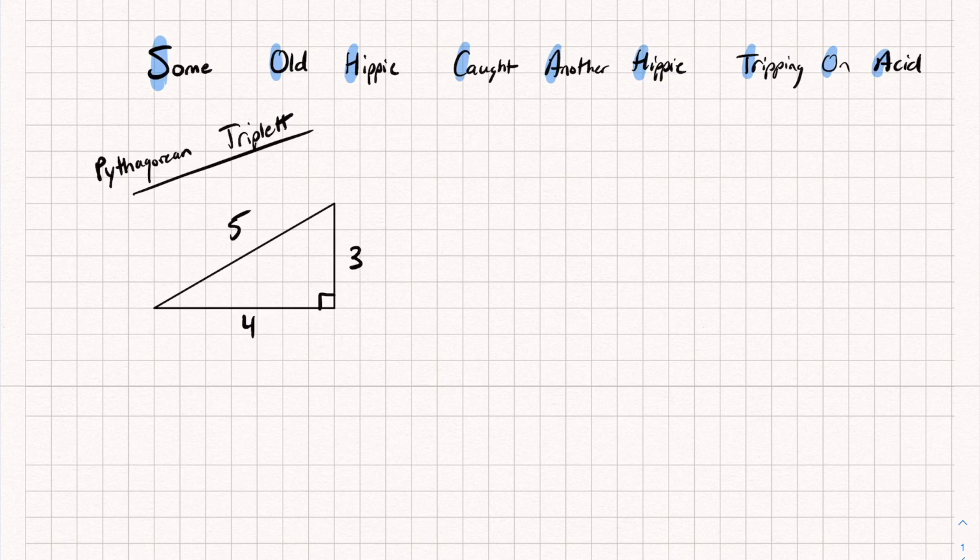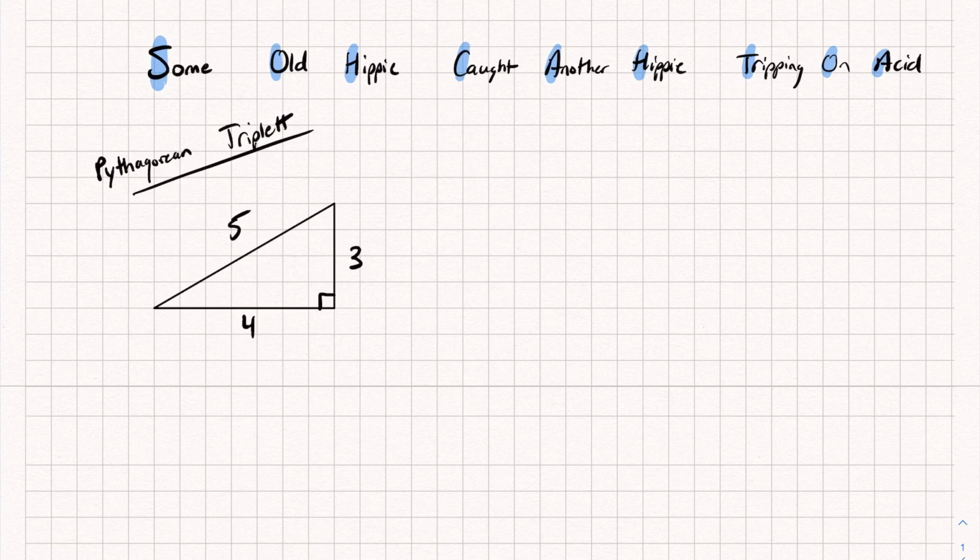Another one that's very common is 5, 12, and 13. I think another one is like 7, 15, and 16. There's another one that deals with in the 20s, I think. But feel free to look those up. They can be useful, but most of the problems you'll see these.